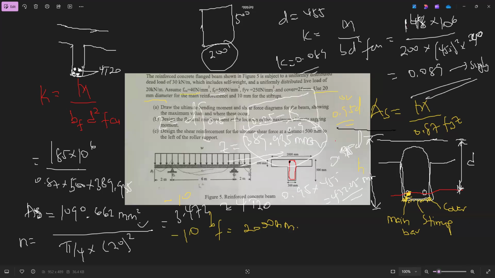So you go through the same procedure to find your AS. I hope it's not difficult. When you are done, maybe you get 4 bars or you get 2 bars. You put it there. That's all. So you end the class here.